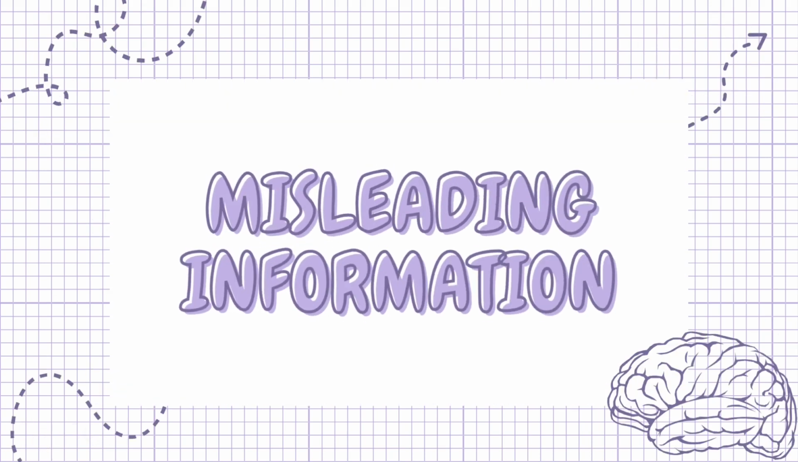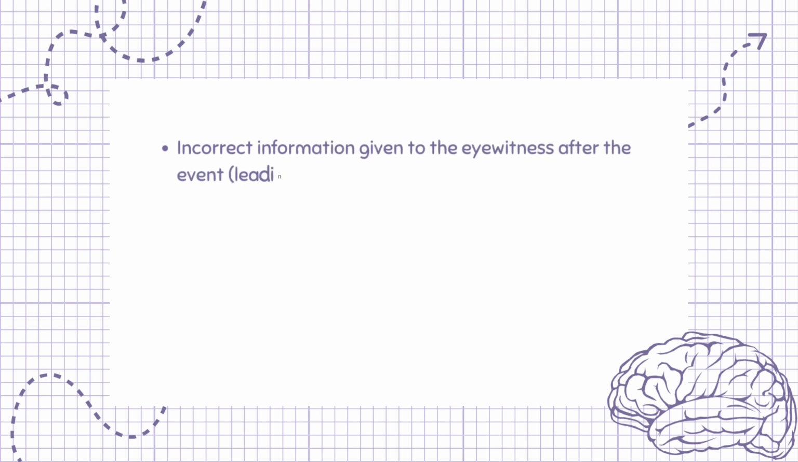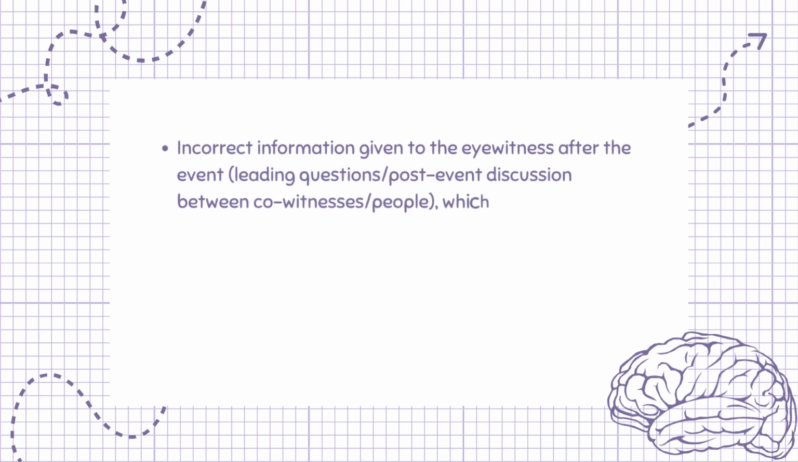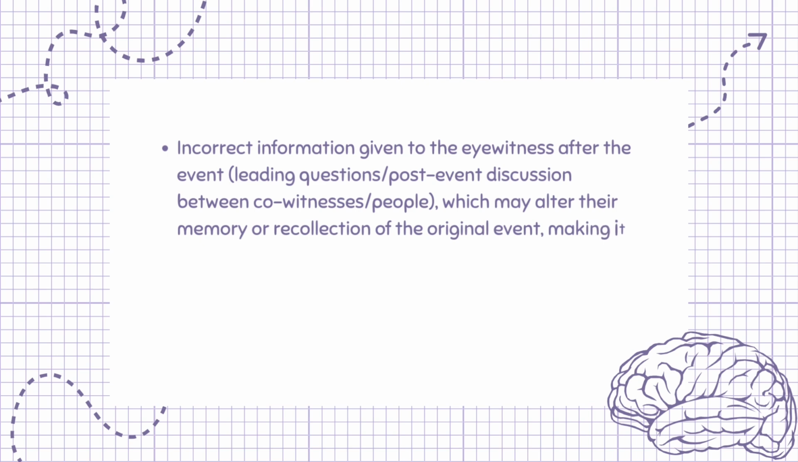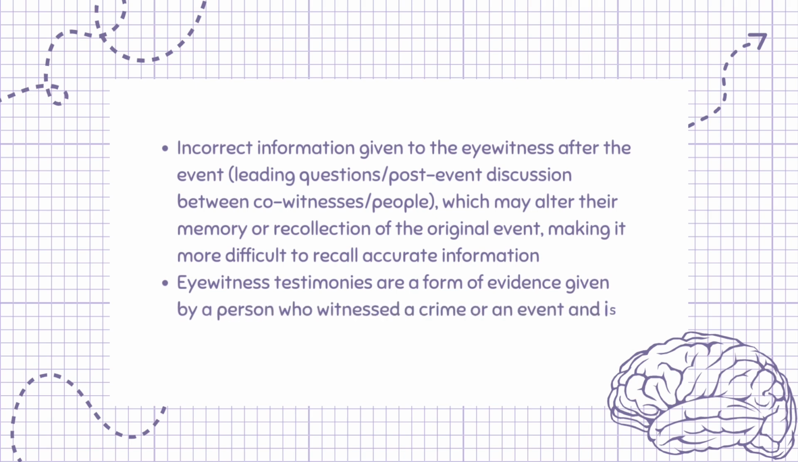Misleading information. Misleading information is incorrect information given to the eyewitness after the event, such as leading questions or post-event discussion between co-witnesses, which may alter their memory or recollection of the original event, making it more difficult to recall accurate information. Eyewitness testimonies are a form of evidence given by a person who witnessed a crime or an event and is later called to testify about what they saw.